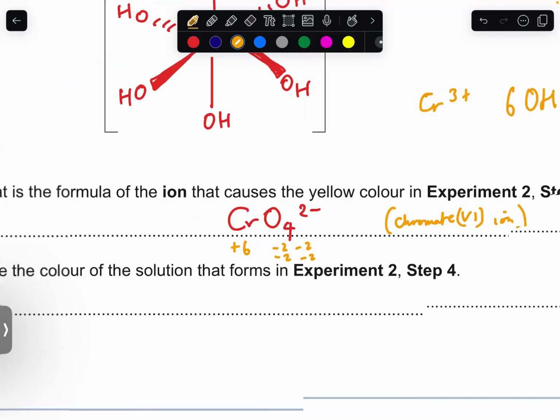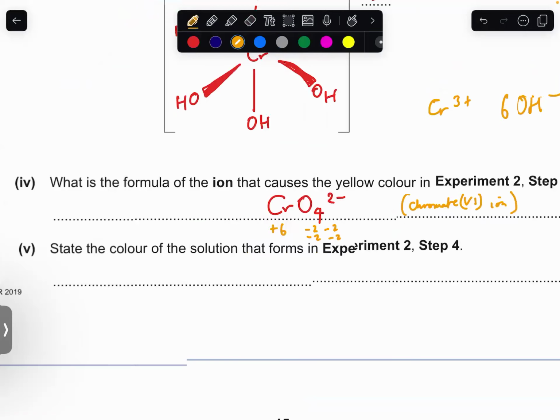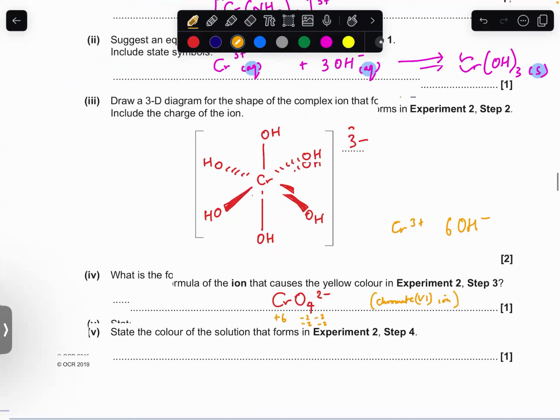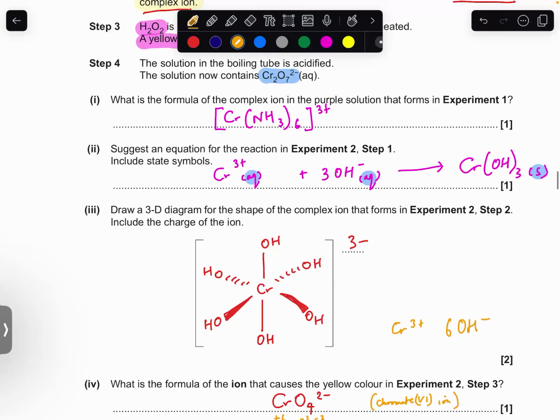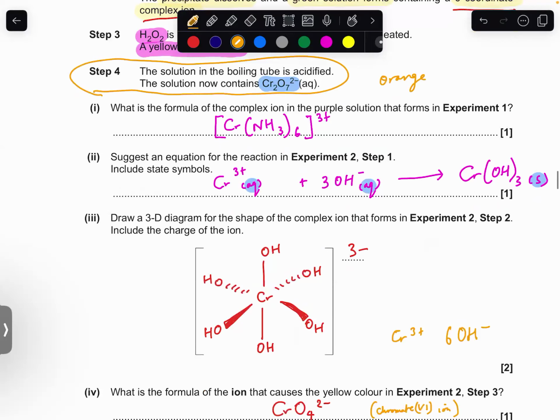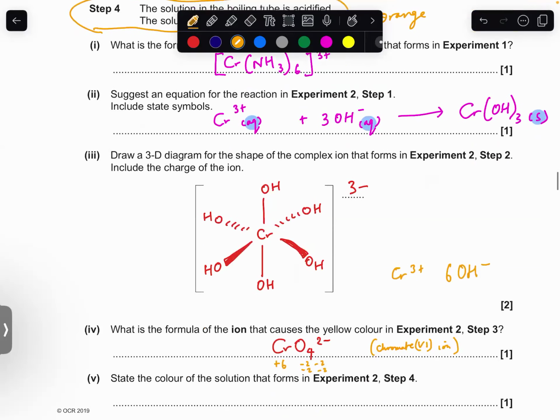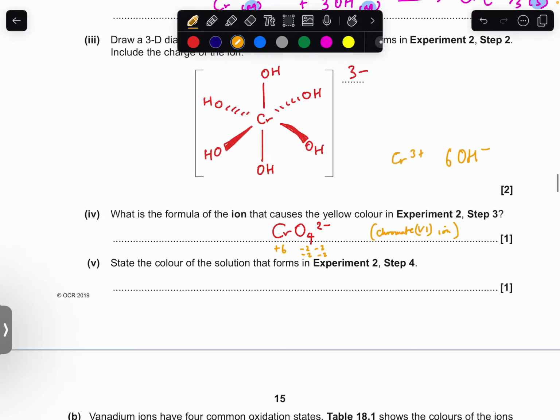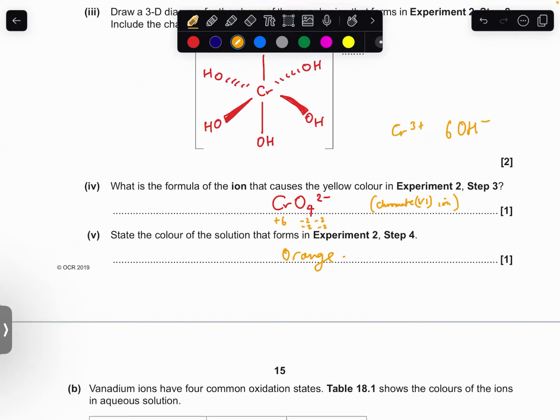State the color of the solution that forms in experiment 2, step 4. Experiment 2, step 4, which is here: acidified dichromate is an orange color. We learned that in year 1, in oxidation of alcohols. So this is orange. Okay, moving on.